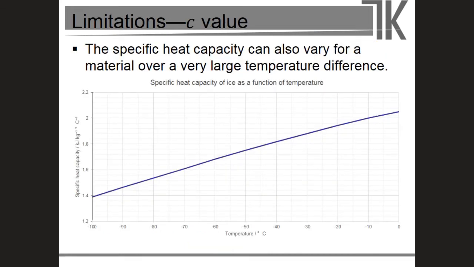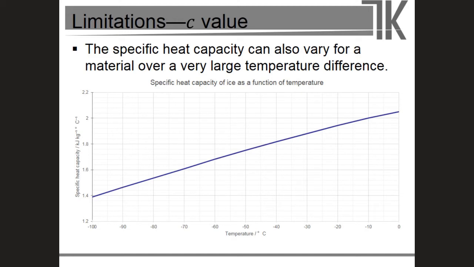Another limitation to this equation is that the specific heat capacity of a material can vary for a large temperature difference. So this is a graph of specific heat capacity of ice as a function of temperature. Up the side here we've got specific heat capacity in kilojoules per kilogram per degree Celsius, and across the bottom here we've got temperature. So we can see that at negative 100 degrees Celsius the specific heat capacity of ice is under 1.4, and at 0 degrees Celsius our specific heat capacity is over 2. And that's quite a range in terms of the specific heat capacity.